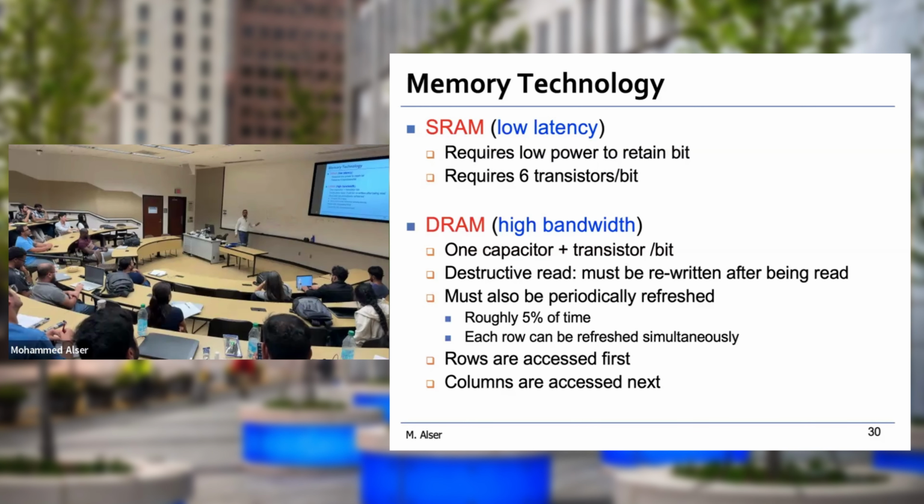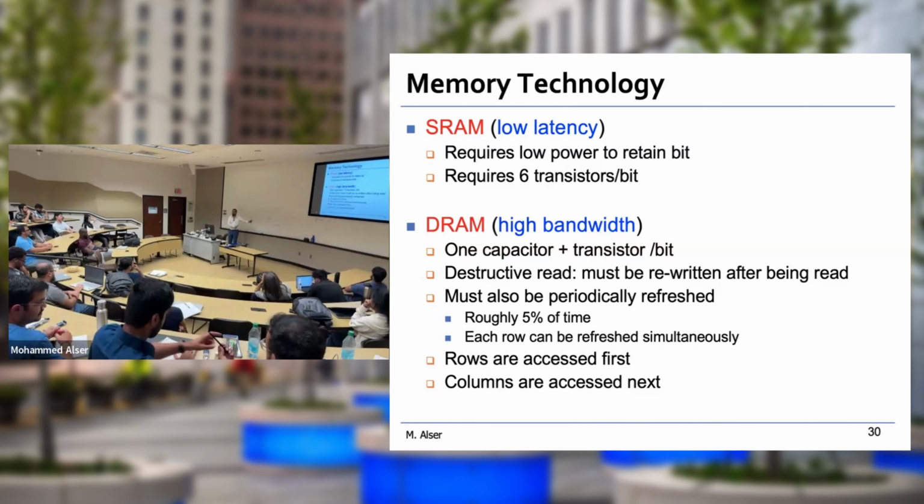Another way of improving the technology is that you could replace the DRAM with SRAM. But we know the problem with SRAM, right? It's very expensive. If you want to replace 64 gigabytes of DRAM with 64 gigabytes of SRAM, you have to pay a lot of money to do that.